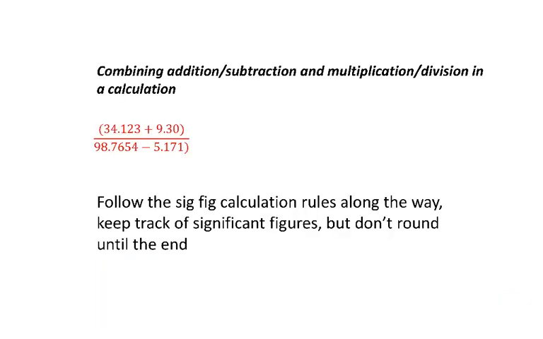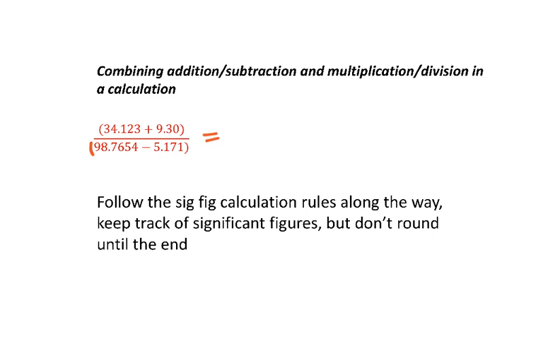And the final thing I think we have here today is combining addition and subtraction and multiplication and division in a calculation. So here we just need to follow the sig fig calculation rules along the way, keeping track of significant figures. But here's the key. Don't round until the end. Okay? So here, maybe it's supposed to be parentheses here. We should do the addition and the subtraction first, and then we will divide.